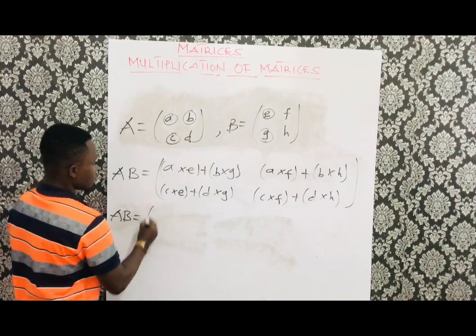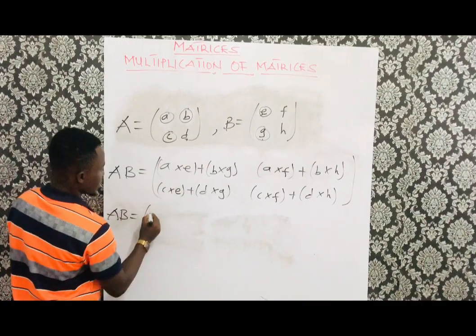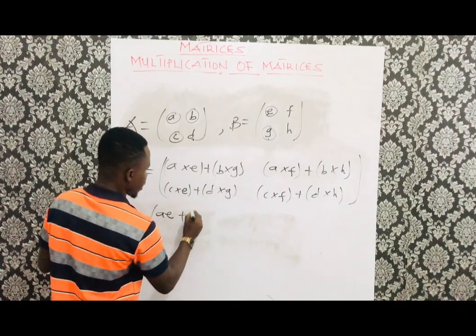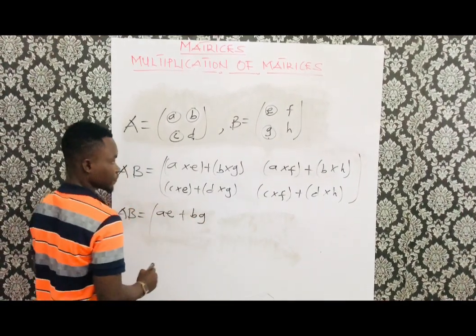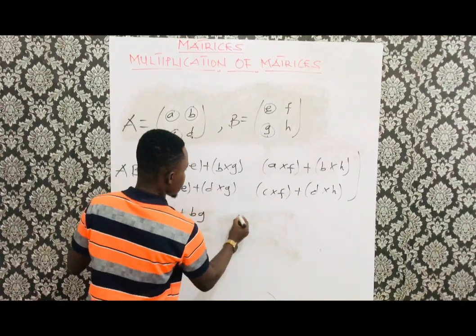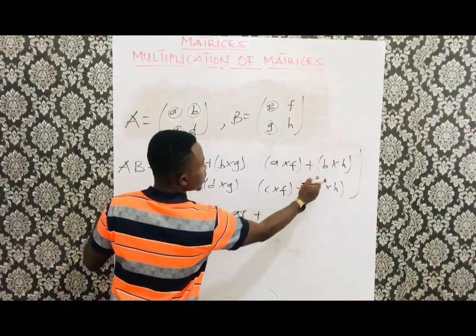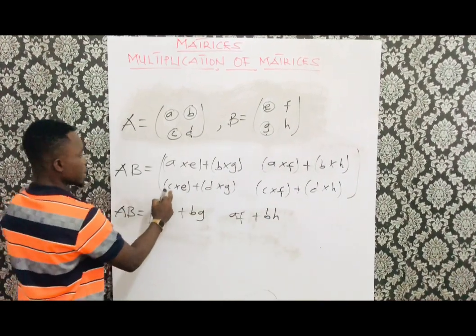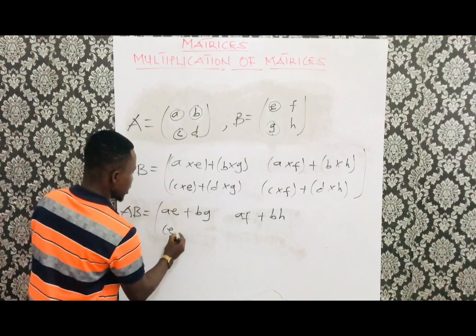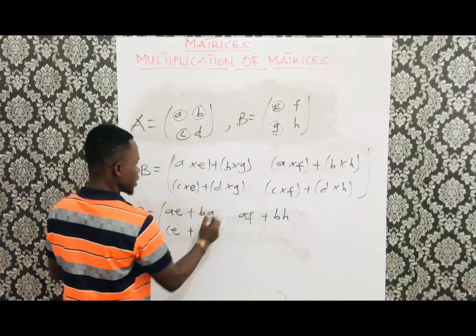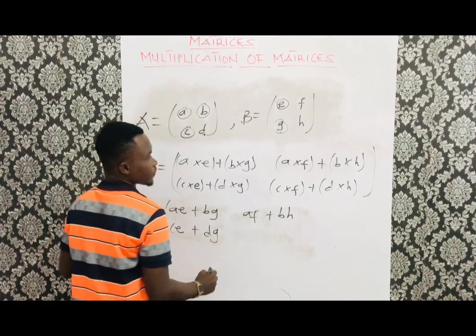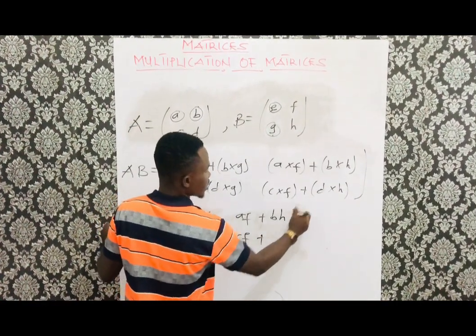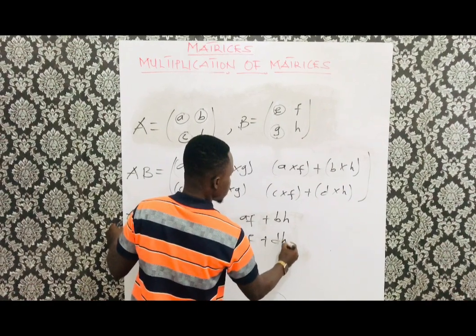So from here, AB equal to A times E gives us AE plus B times G gives us BG. A times F gives us AF plus B times H gives us BH. C times E gives us CE plus D times G gives us DG. C times F gives us CF plus D times H gives us DH.